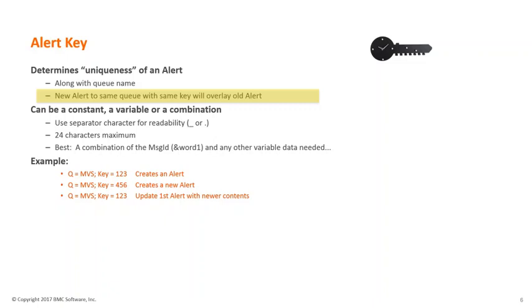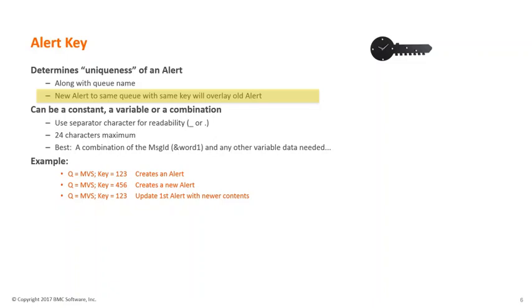Now, in some instances, that's going to be desirable, but you need to be careful that it only occurs when you want it to. The alert keys can be a constant, a variable, or a combination of the two, 24 characters maximum. Typically for your alert keys you will use the message ID and then the object that it affects, such as a system or a transaction or a database. So let's look at an example here.